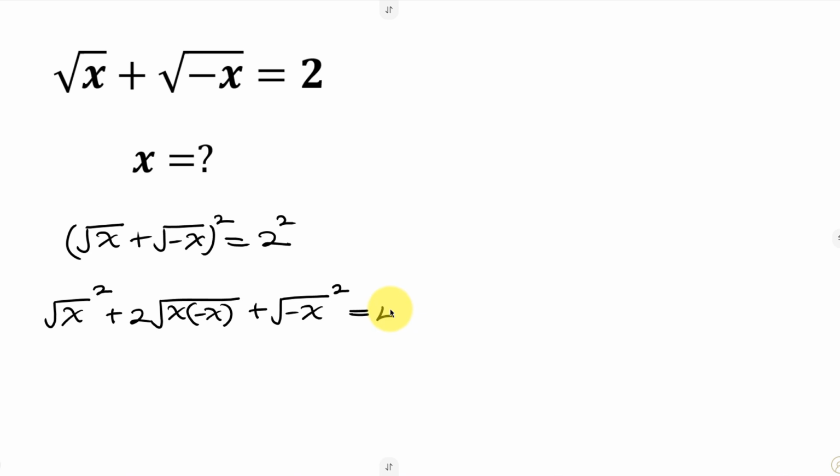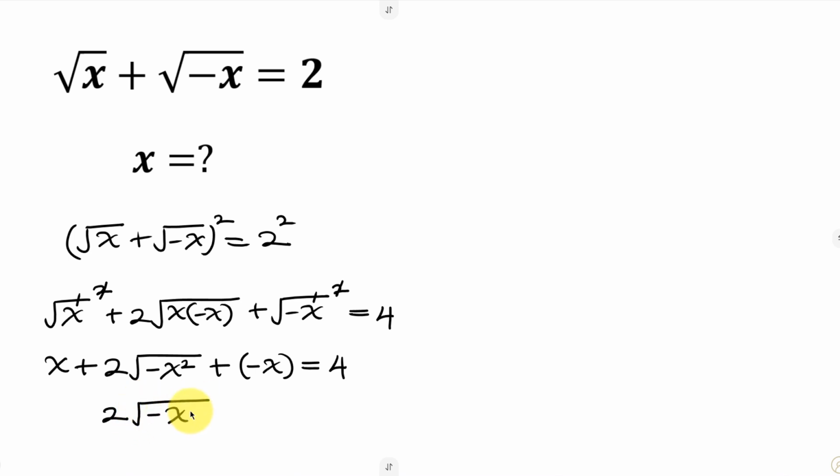2 squared is 4. Now simplifying the left hand side, square cancels out square root. So we have x plus, now this simplifies into 2 times the square root of x times negative x, which is negative x squared. Very good. And then plus, now this square cancels out the square root, so we are left with negative x. And this is equal to 4. Good. Now x plus negative x is 0. So that is gone. So we are left with 2 times the square root of negative x squared, and this is equal to 4.